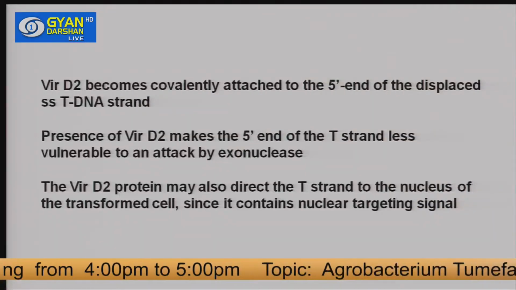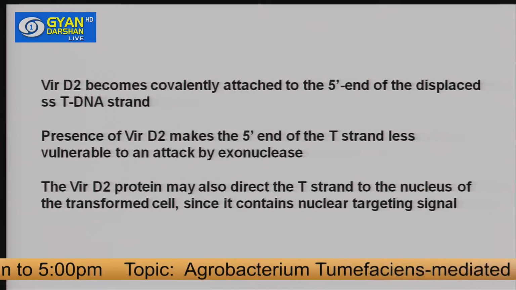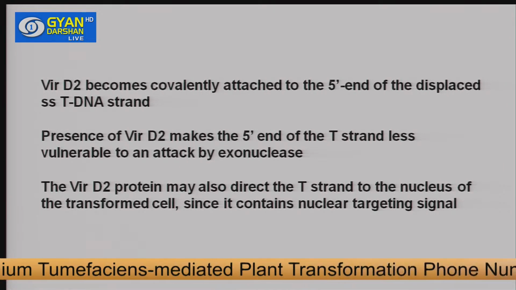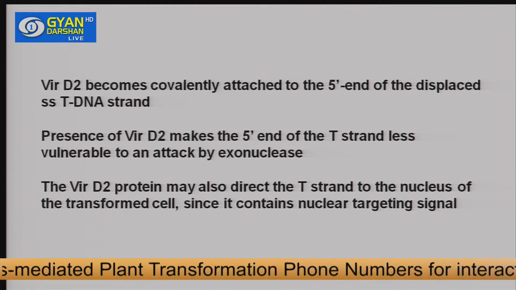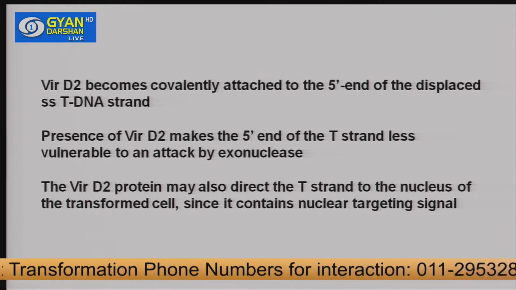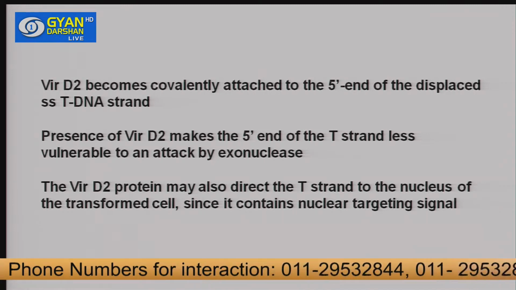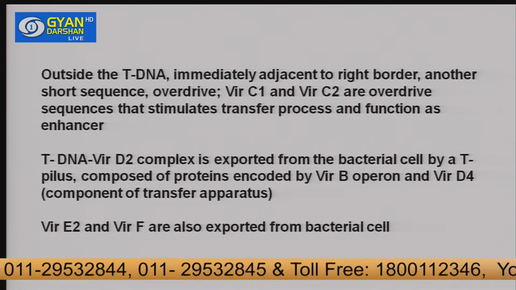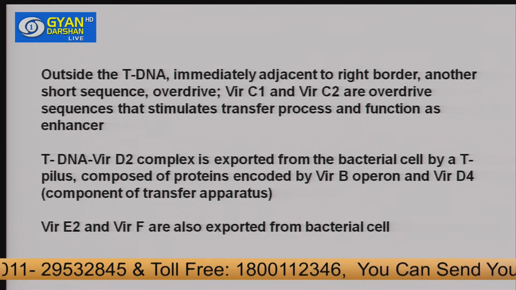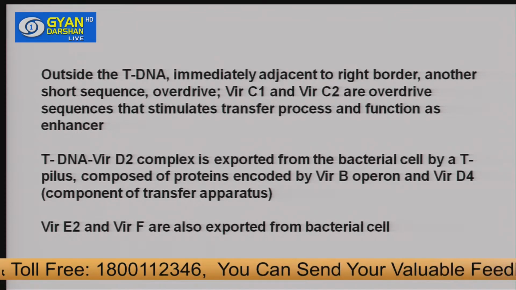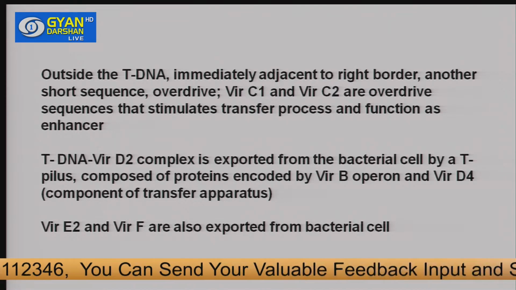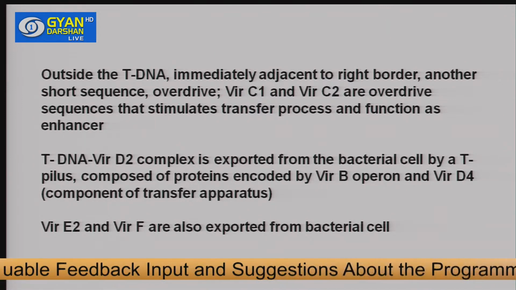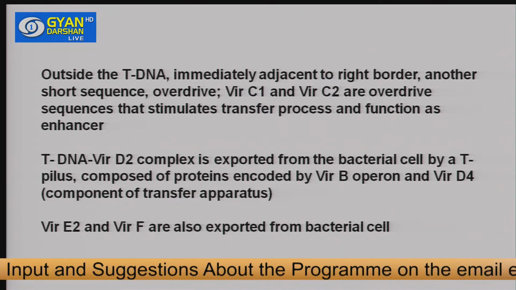VD2 becomes covalently attached to the 5' end of the displaced single-stranded tDNA strand. Presence of VD2 makes the 5' end of the T strand less vulnerable to an attack by exonuclease. So it is an endonuclease attack at the right tDNA region. Outside the tDNA, immediately adjacent to the right border, as I already mentioned, there are some short sequences called overdrive sequences, and VC1 and VC2 recognize these overdrive sequences, and therefore, as I said, the transfer process starts from the right border and not the left border.